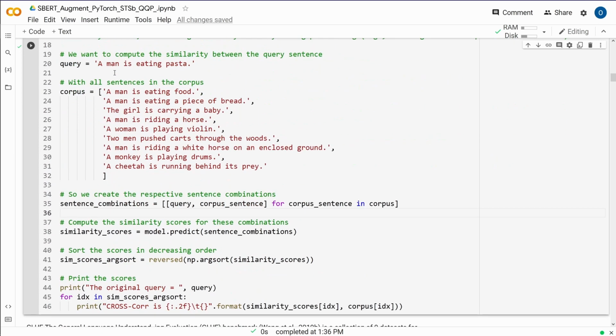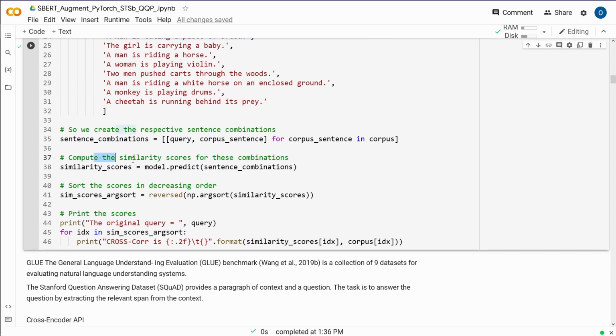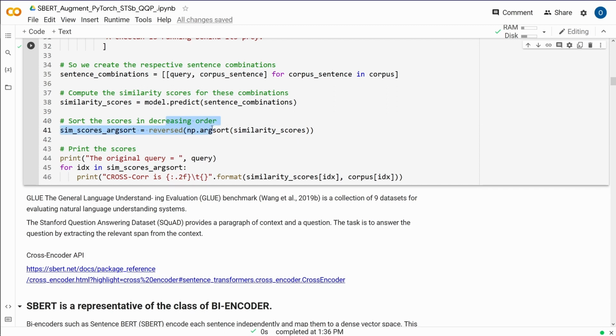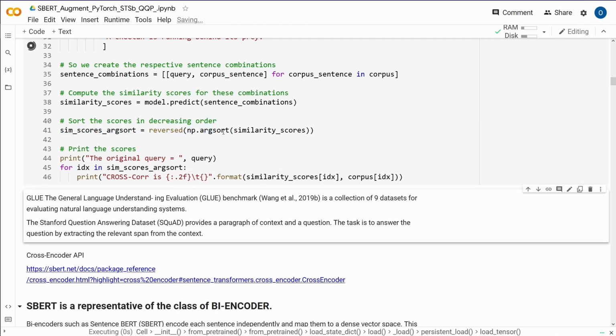So we have the sentence pair, a man is eating pasta, and the second part is a man is eating good food. The next sentence pair, a man is eating pasta, and then a man is eating a piece of bread. And then you remember, we compute the similarity scores for this combination. Remember, we have the model predict sentence combinations. And then we just sort it. And this is it. And let's do the calculation.